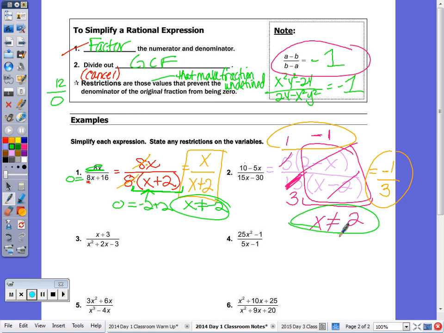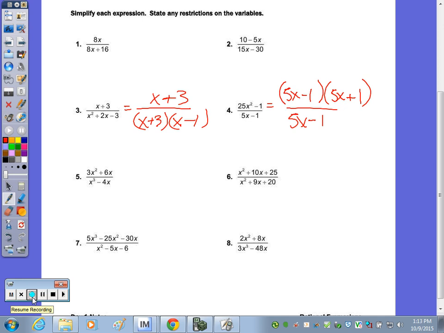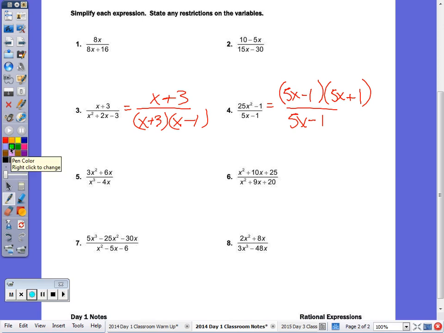So go ahead and start, and we'll factor questions 3 and 4. So just factor your numerator and denominator. So now that we have it factored, let's do the restrictions first before we start crossing things out. And please don't cross it out too much on an assessment, because I won't be able to see what was underneath that. So what's the restriction for this factor?